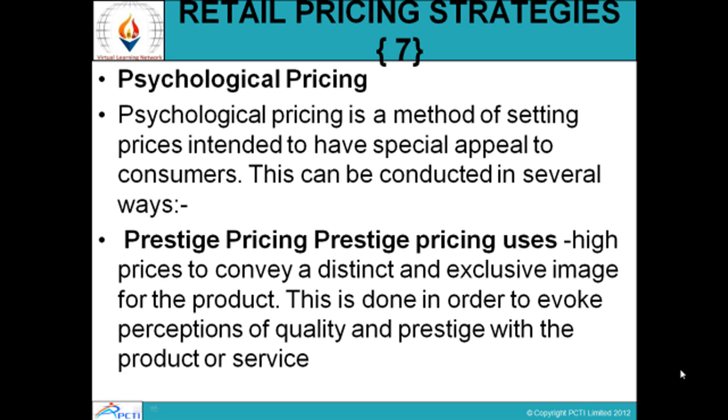Psychological pricing. Psychological pricing is a method of setting prices intended to have special appeal to consumers. This can be conducted in several ways. Prestige pricing uses high prices to convey a distinct and exclusive image for the product. This is done in order to evoke perceptions of quality and prestige with the product or service. So, high prices are kept to evoke an exclusive image for the product and also the perceptions of quality and prestige of the product or service.